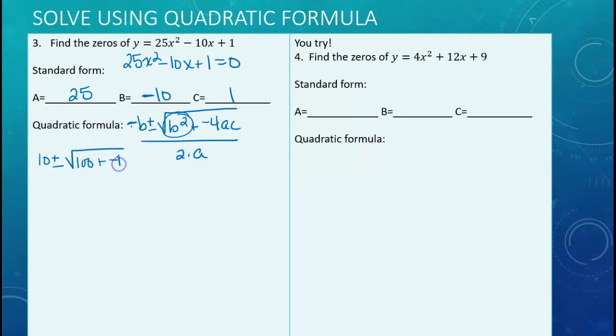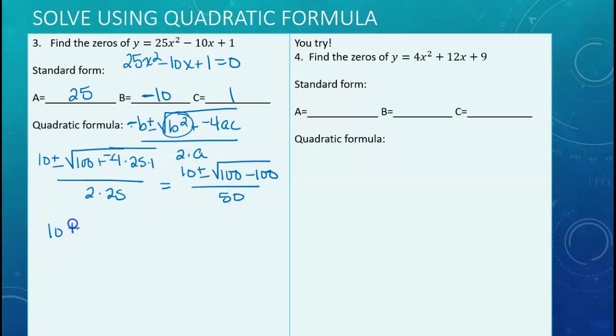Plus -4 times a times c. And all of that should be under the radical. All over 2 times a. Again, we're going to simplify what's inside the radical first. So this becomes 10 plus or minus the square root of 100 -4 times 25 times 1 is -100 all over 50.